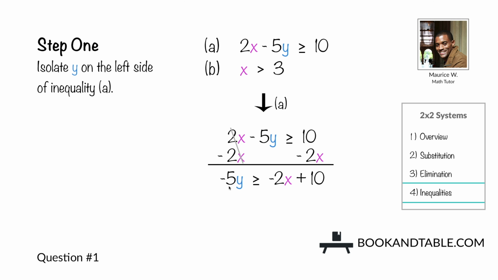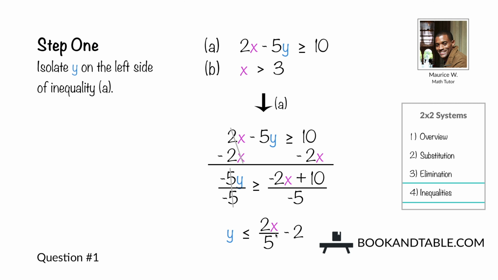To cancel out this coefficient of -5, we'll divide both sides by -5. And since we're dividing by a negative number, we'll reverse the greater than to less than, leaving us with y is less than or equal to -2 divided by -5, which would give us +2 over 5. We have 2x, so it's 2x over 5. 10 divided by -5 is equal to -2.